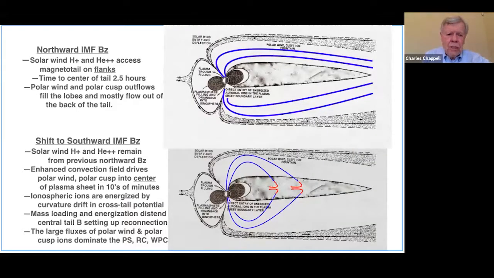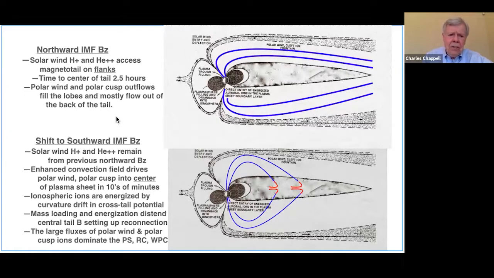Now here's the substorm. Let's think about what happens in a storm. Let's start with a northward Bz. The solar wind has been accessing with H+ and He++ into the magnetotail on the flanks. The time from the bow shock in is about 2.5 hours. The polar wind and polar cusp outflows, as the blue lines show, there's no convection field, there's no cross-tail potential, at least not very much, and they flow out of the tail of the magnetosphere. They don't affect the plasma sheet.